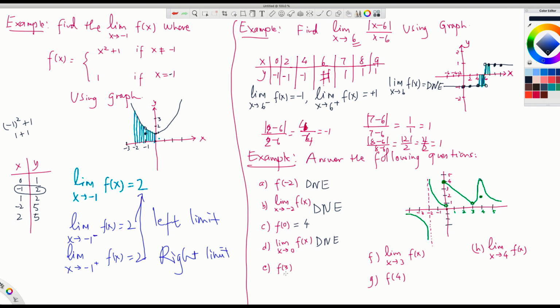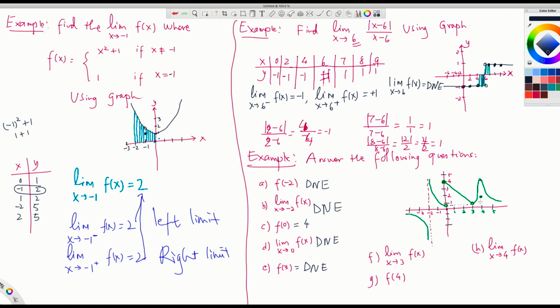Okay, how about f(3)? The height of the function at 3, it is almost 0.5, right? So I would write 0.5. By the way, at 3, what is the height at 3? There is an open circle there, right? So that does not exist there. The functional value does not exist because it is the open circle.